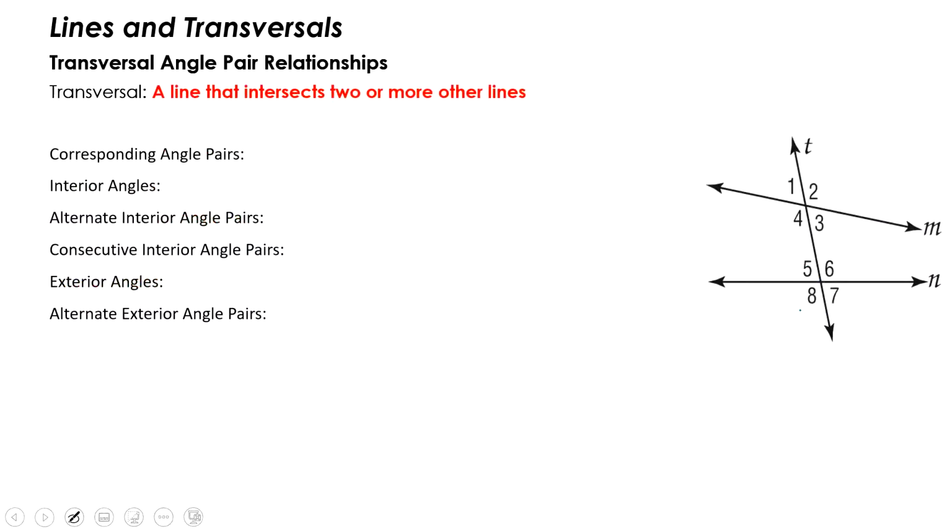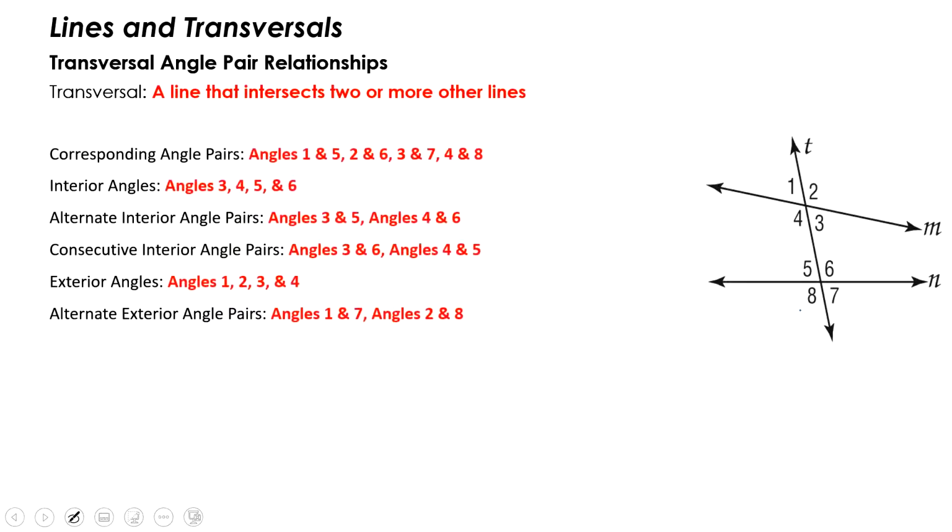All right, so let's take a look and identify them again. So we talk about the corresponding angle pairs. They're the pairs in the same relationship, same area, same angle. So for corresponding, we have 1 and 5. We'd also have 3 and 7. They are the corresponding angles. Does that make sense to everyone?